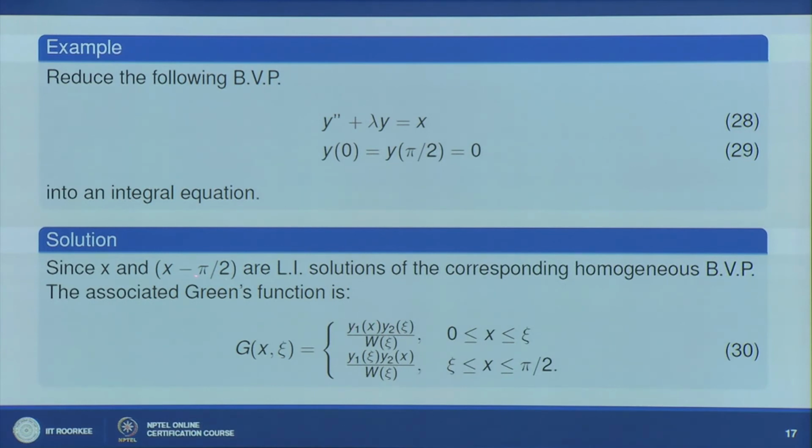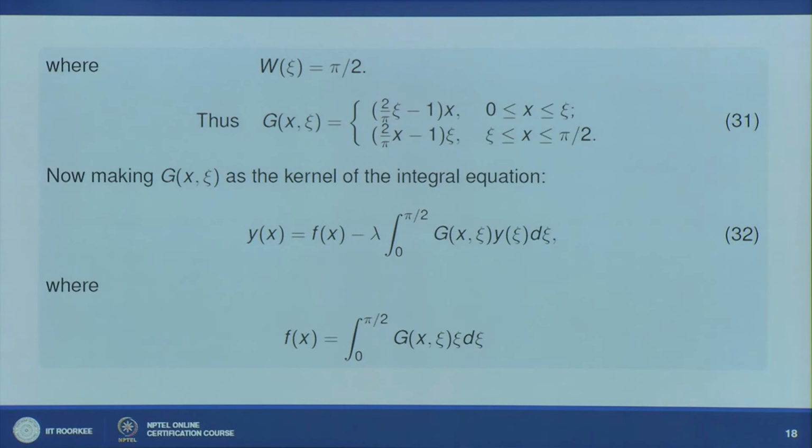Now y1(x) and y2(x) you can find as x. x is the solution of y'' = 0 which satisfies the boundary condition given at x = 0, that is y(0) = 0. Similarly x − π/2 is a solution of y'' = 0 which satisfies the boundary condition given at the end x = π/2. So we can say that y1(x) = x and y2(x) = x − π/2. So with the help of this and formula 30, we can write down the expression for G(x, ξ). Now here the Wronskian we can calculate easily, and we can see that it is nothing but π/2. So with the help of this we have G(x, ξ) like this.